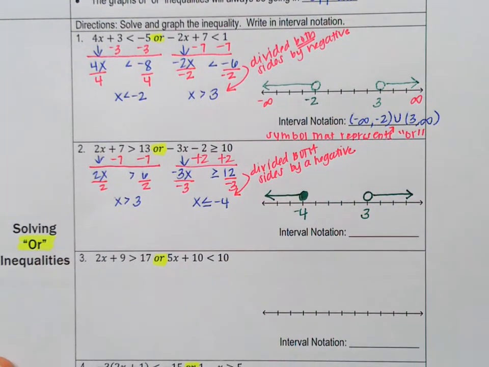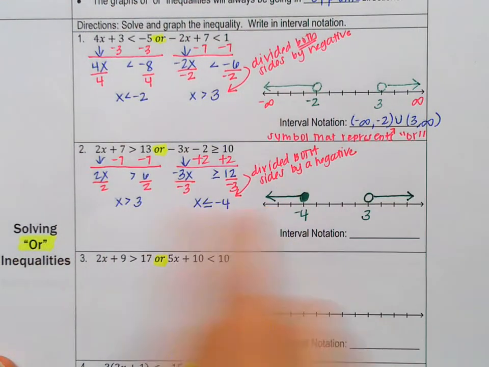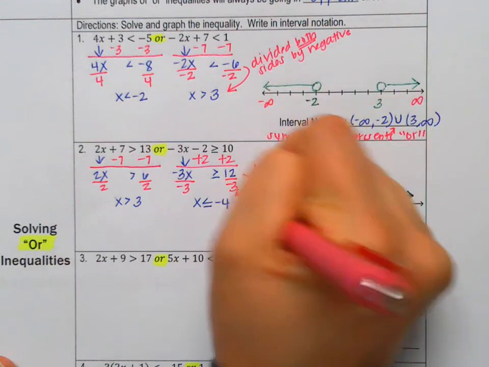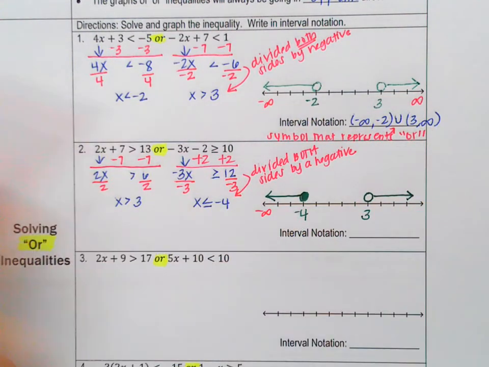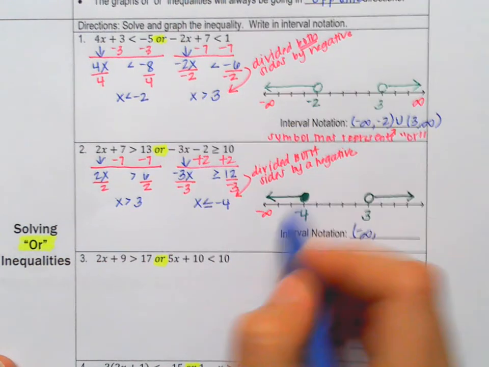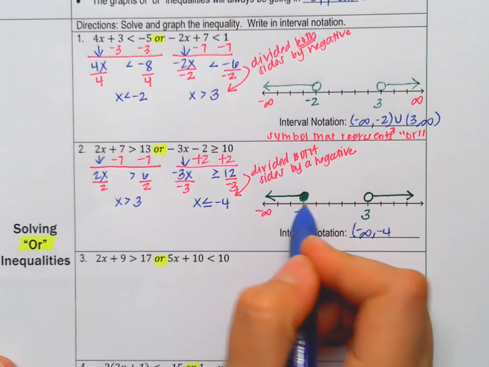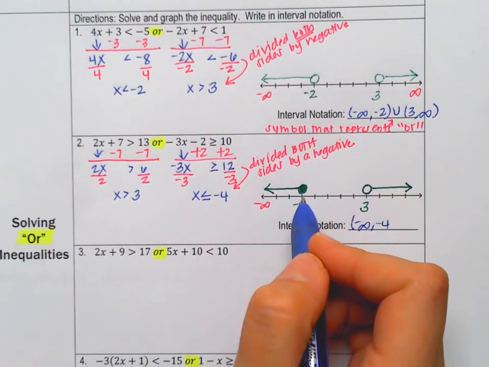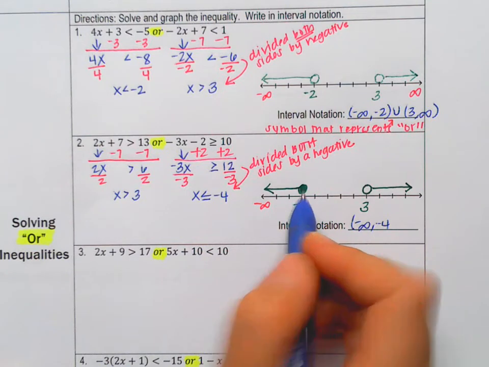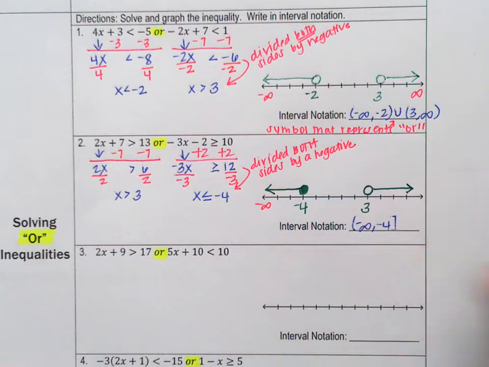Okay, so to write that in interval notation, I'm looking at it from left to right. So it's going in the negative direction forever and ever. So that's -infinity. So we start with -infinity with a parentheses, always a parentheses with infinity. And then it goes to -4. Now with a closed circle, do I use a parentheses or do I use a bracket? I use a bracket.